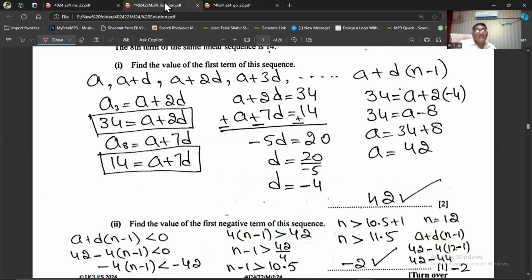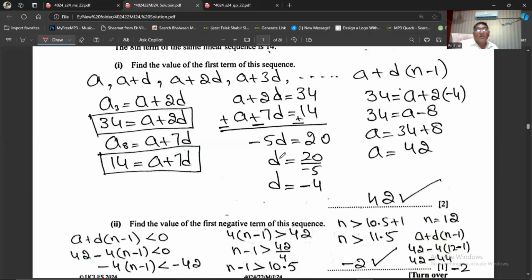I will take the equation A plus 2D is equal to 34. From it, I will subtract the equation A plus 7D is equal to 14. When I change the signs for the subtraction, this A and this A will be cancelled. 2D minus 7D, that will be minus 5D. 34 minus 14, that will be 20. So D will be 20 divided by minus 5, and D will be equal to minus 4.